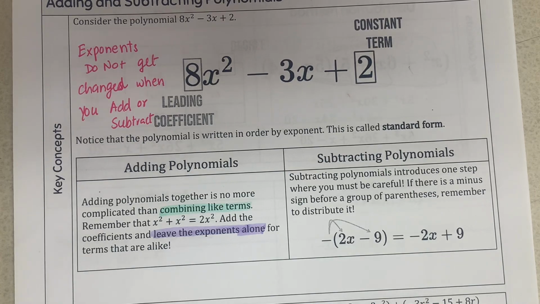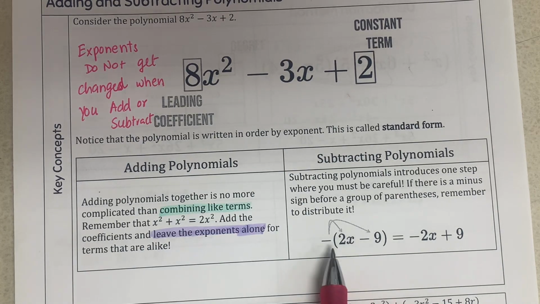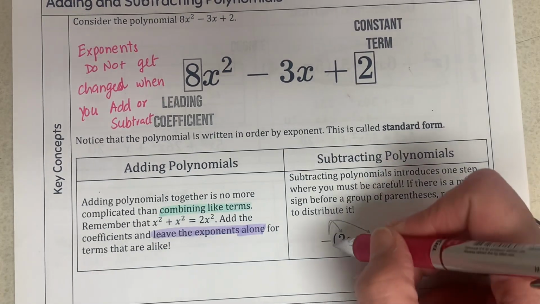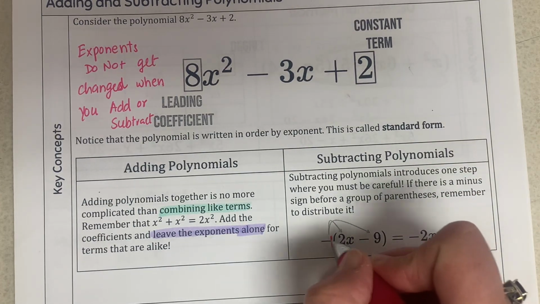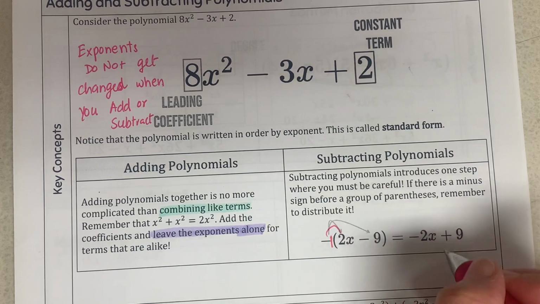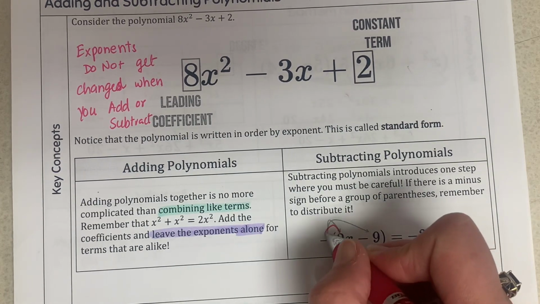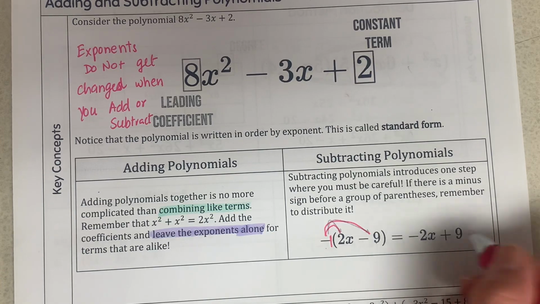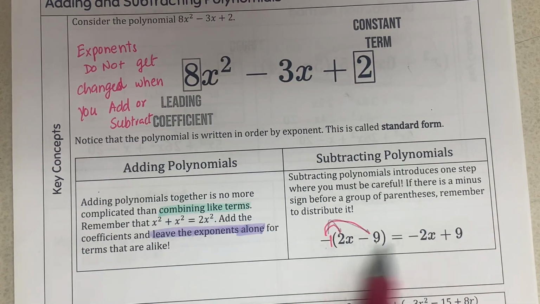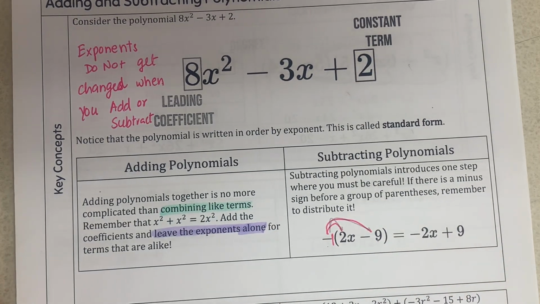One thing that you have to pay attention to when you're subtracting is if you have a negative to distribute. So you remember distribution, I'm gonna multiply that negative with 2x, so it will give me a negative 2x, and then I will multiply that negative 1 with the negative 9. That should give me a plus 9. So this is the only thing that you have to pay attention to. Other than that, it is super easy.